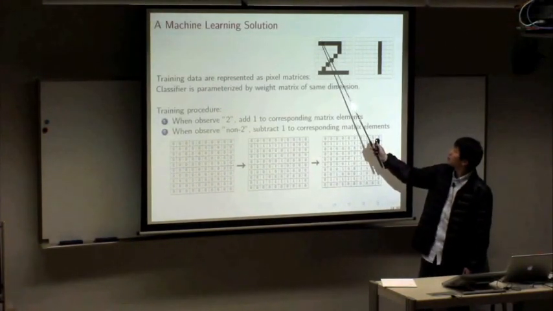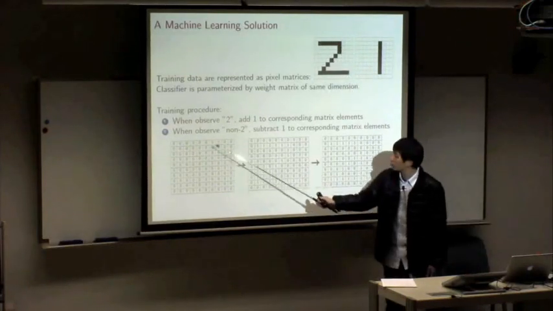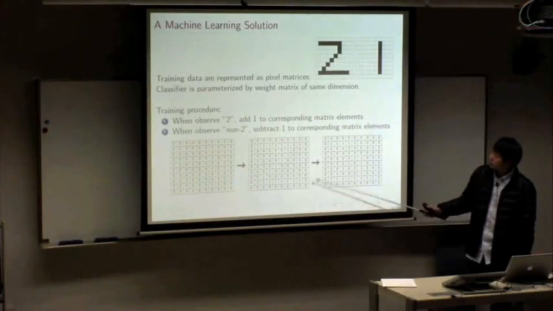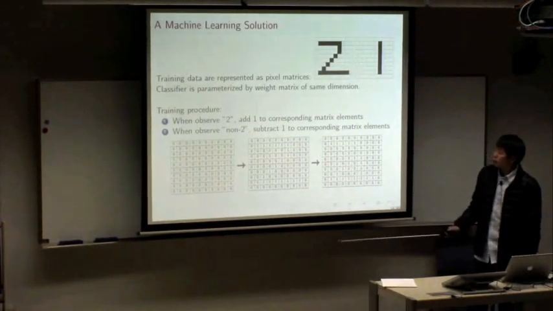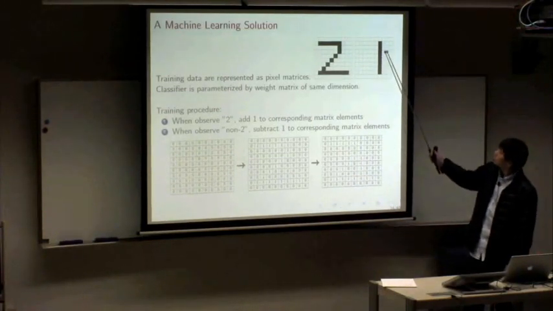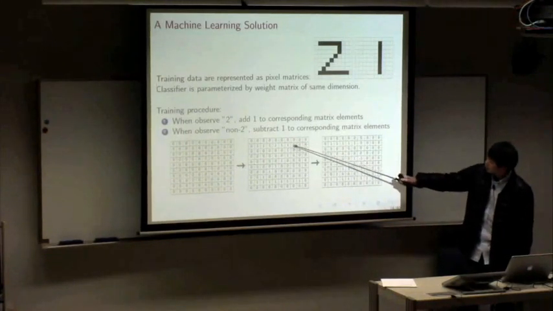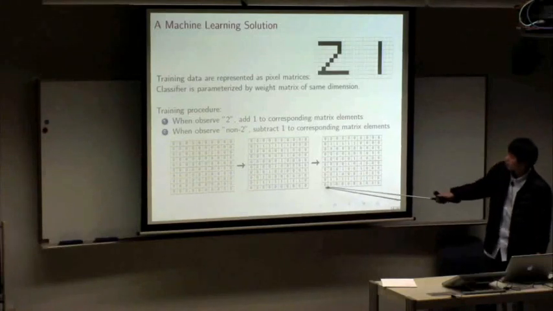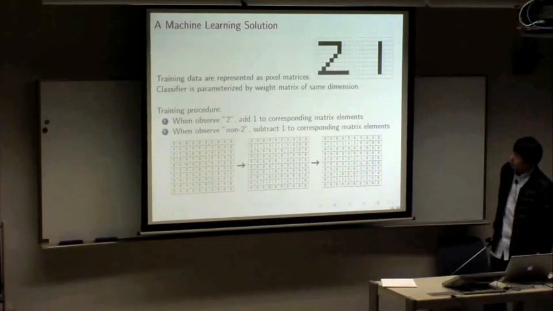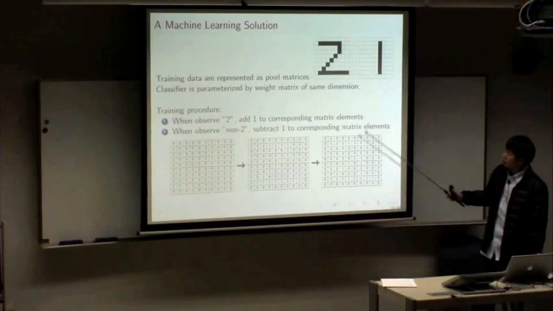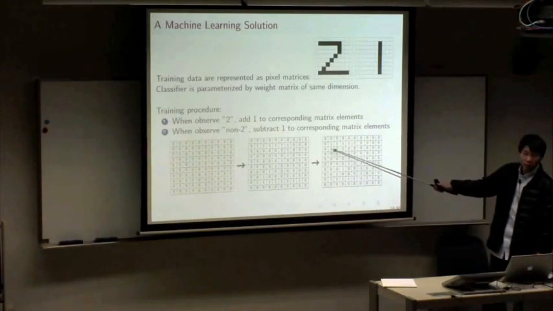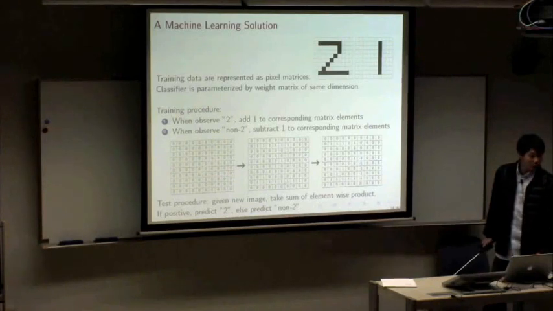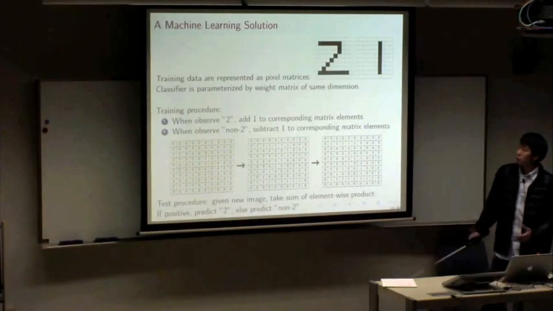When we see this image, all these points here, we add 1. So we get this representation of the classifier. And when we observe some digit that's not a 2, we subtract 1 from the corresponding elements. So when we see this image, for example, we subtract 1 from all these elements. After we subtract 1, some of these get 0, and some of them get -1. So this is our classifier in the end. Now when you want to classify something, all you do is take that new image, do element-wise multiplication, and then sum everything together. If the sum is greater than 0, you say it's a 2, or else it's not a 2. So that's one way to build such a function from training data.